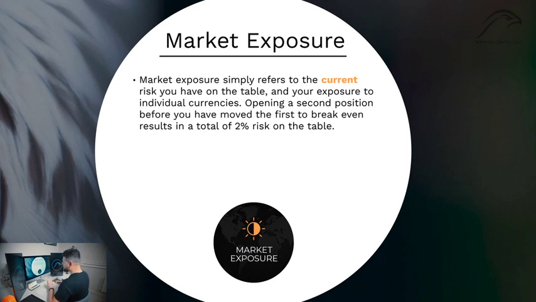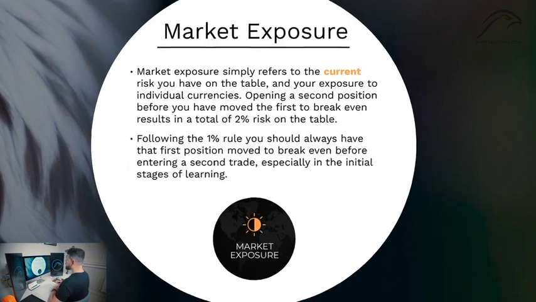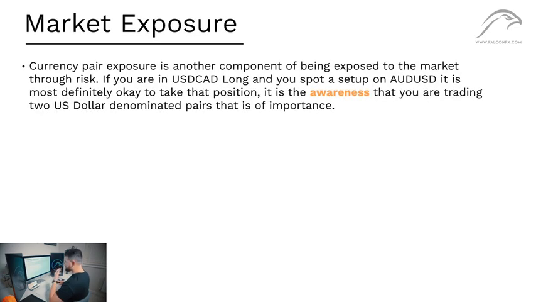If you've got 2 positions, you're risking 2% without moving the first one to break even. Following the 1% rule, you should always have your first position move to break even before entering a second trade, especially in the initial learning stages. Now, as you become more developed as a trader, of course, you can increase that. My maximum threshold for myself is 2% at one given time. So I will only have 2% across the board, not 1%, not putting 2% on one trade, but 2% exposure in the market at one given time. But in the earlier stages, if you're new, I wouldn't do that just yet. You can do that over time once you gain more experience.